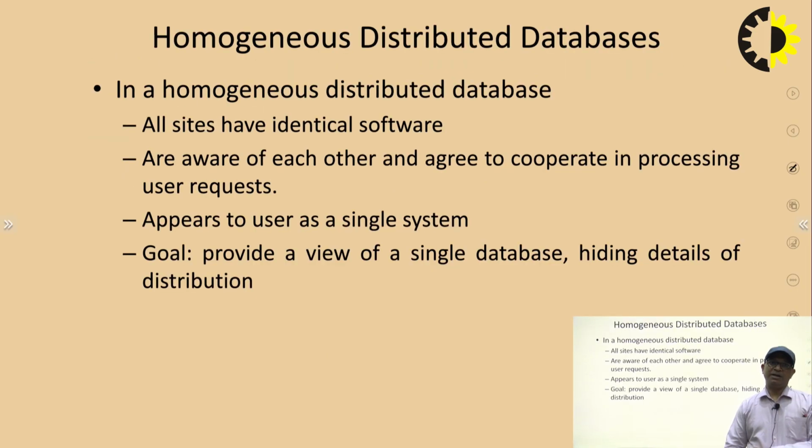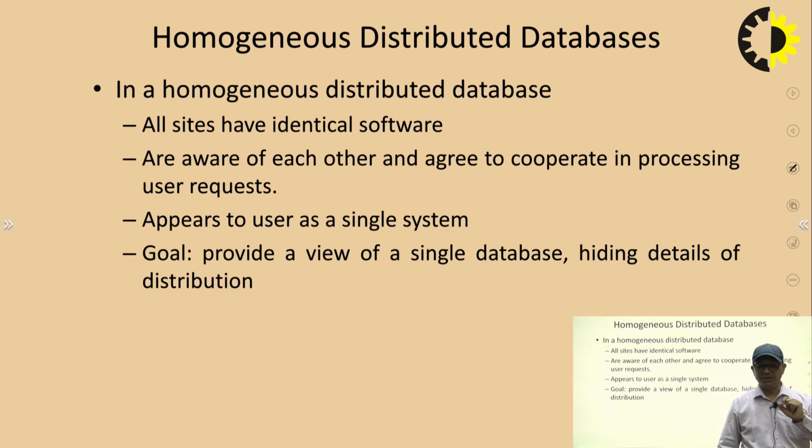Now there are different types of distributed database. One is homogeneous, another is heterogeneous. Homogeneous means similar or identical. Heterogeneous means different types. In a homogeneous distributed database, all sites have identical software, are aware of each other and agree to cooperate in processing user requests. Because all the servers have the same identical software and the same database, exactly the same thing appears to the user as a single system. We as users do not know where our server is. We understand that there is only one server because all these servers are identical. The basic goal is to provide a view of a single database and hide the details of distribution.